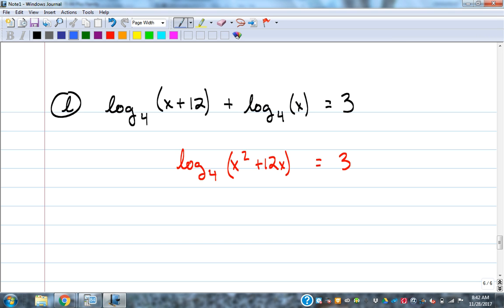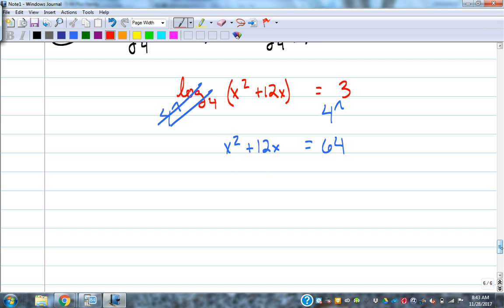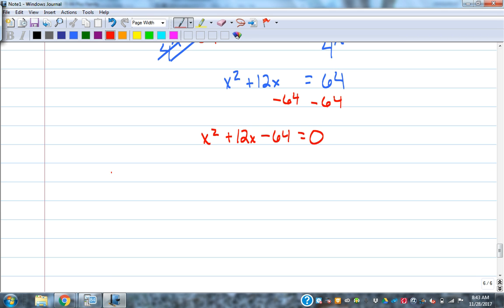Cancel out the log base 4 with 4 as the base, an exponentiation with a 4. Those cancel. 4 to the third power. Done that one already today, at 64. It's quadratic again. So that means we got to get it equal to what? Equal to 0. Subtract 64. Since I did factoring on the other one, do quadratic formula on this one. This one will factor too if you want to factor it.